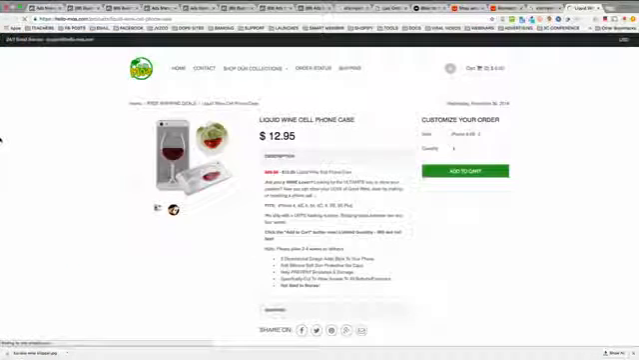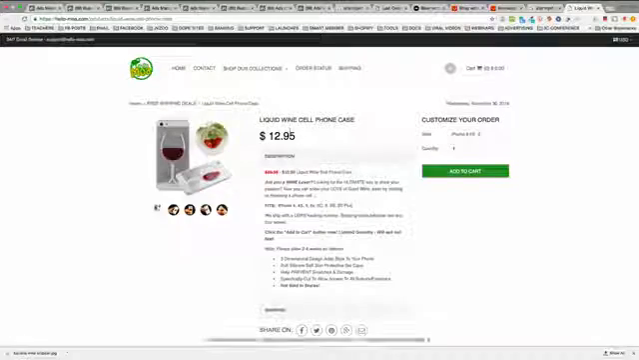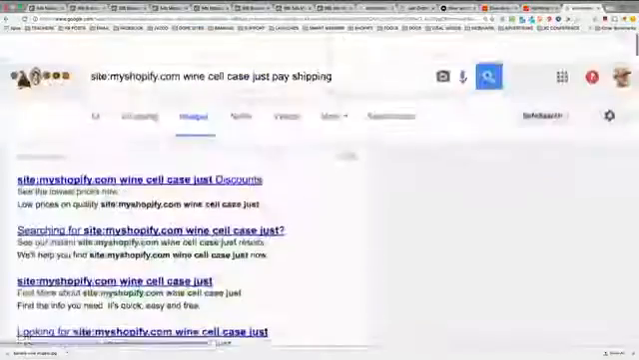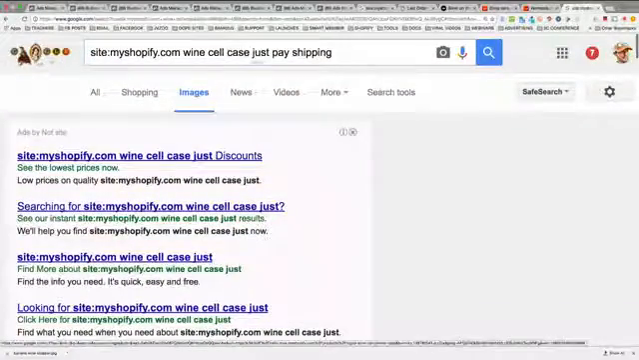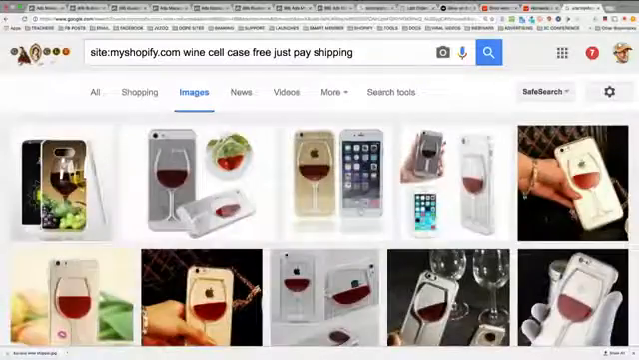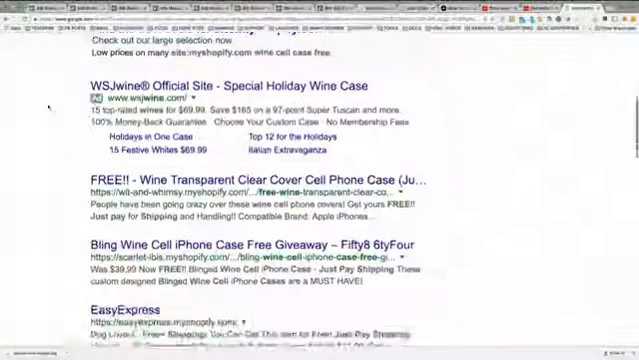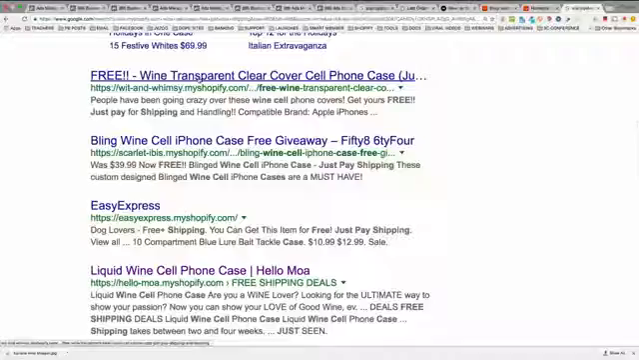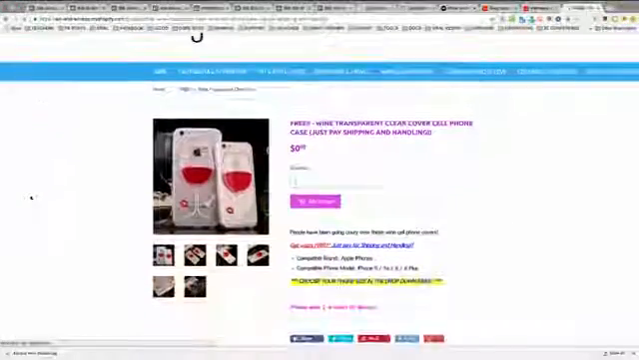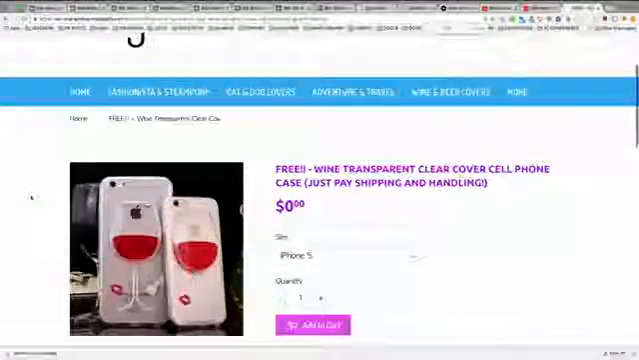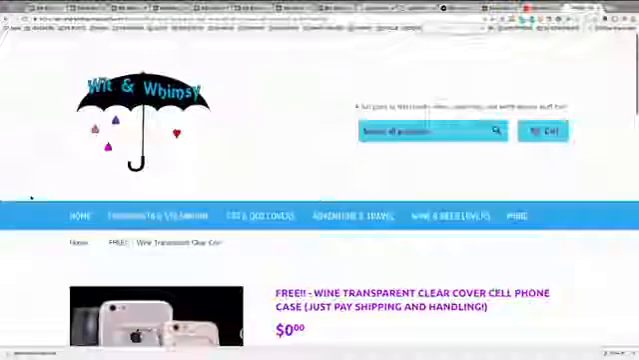This is what I like doing. I like seeing what people are doing. $12.95. I like seeing how much people are charging for it. And then maybe I'll even type in wine cell case free, just pay shipping, and see if there's somebody who maybe puts it here. Free wine transparent clear cover cell phone case, just pay shipping. So here's an example of somebody who's bold enough to try to give this one away for free.